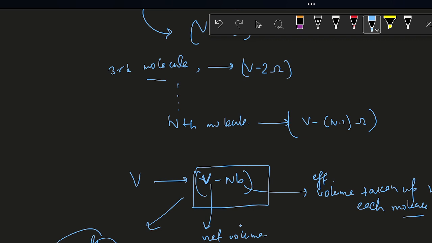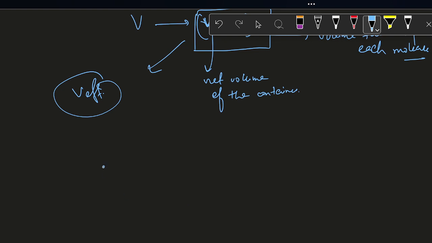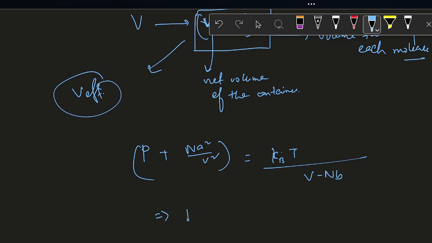And once we know that, we will also discuss what this other parameter A physically signifies. Basically, if you simplify the van der Waals equation of state, you will get P plus n square A by V squared equal to just KBT divided by V minus NB. And if you further simplify, you will get P equal to KBT by V minus NB minus, sorry, this will be n square A, not A square, n square A by V square.